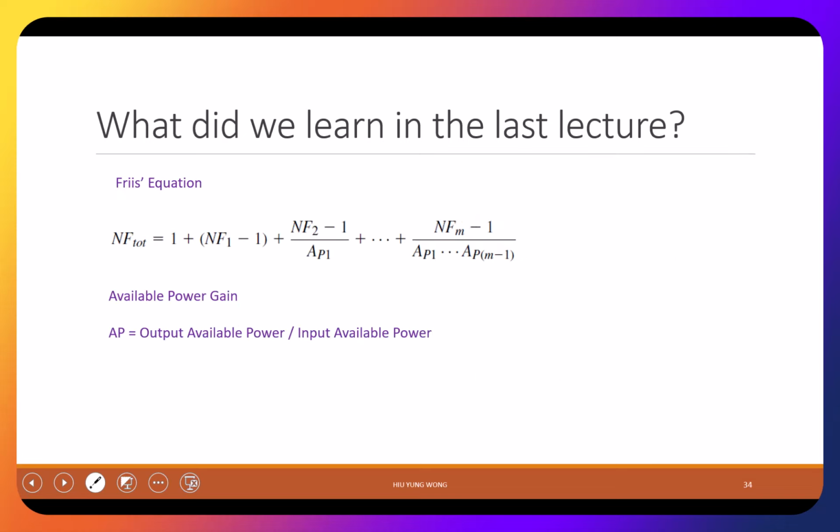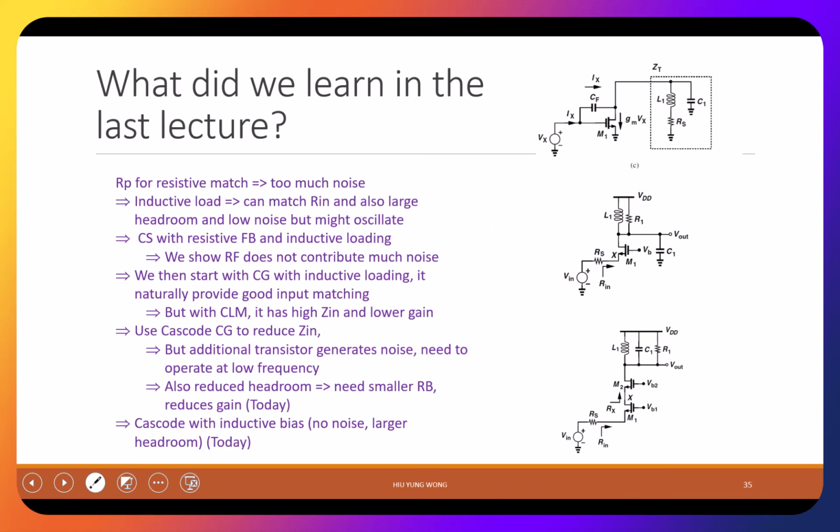Then we say that we might have multi-stage amplification. What we want is to have a low noise figure in the initial stage, because the noise from the later stages gets diminished by the available power gain. It's not the exact gain, but the available power gain. And yeah, so that's the last summary.